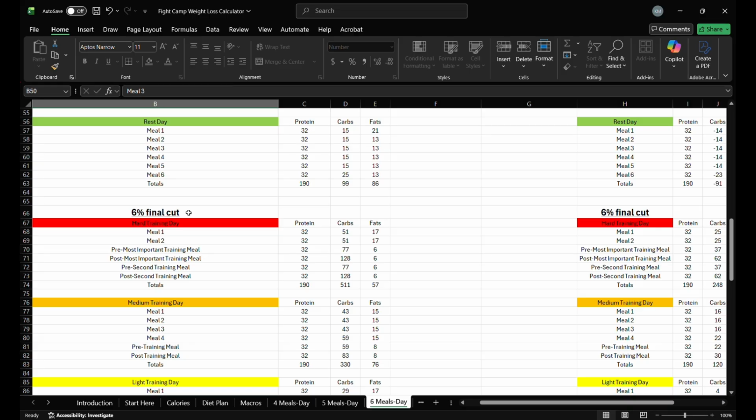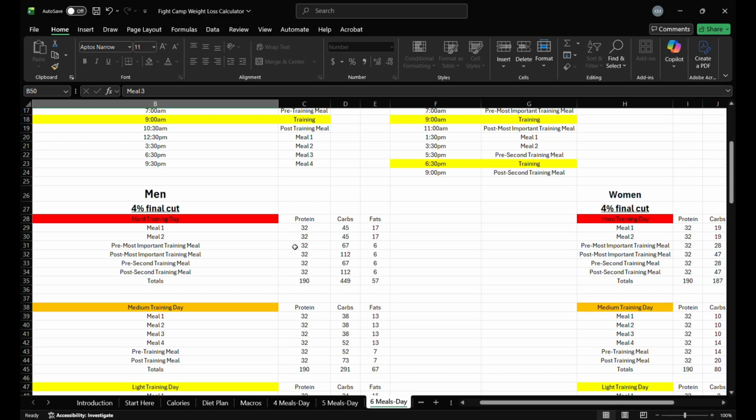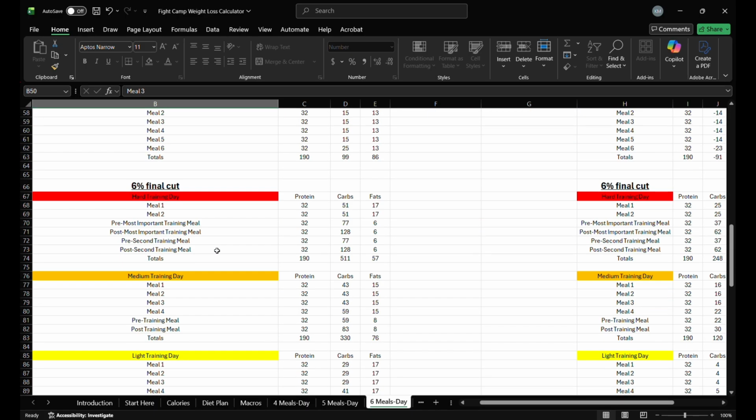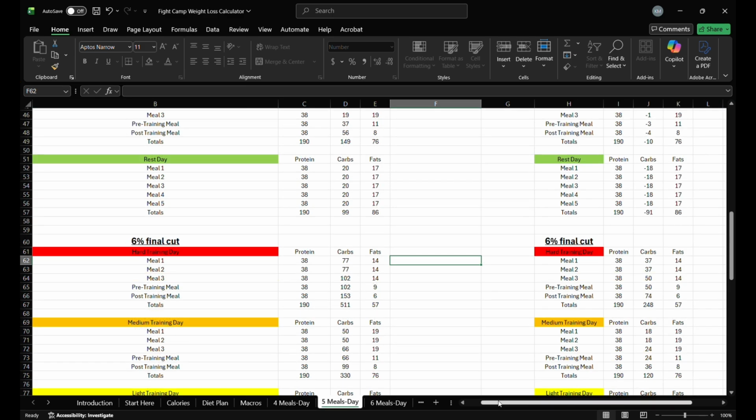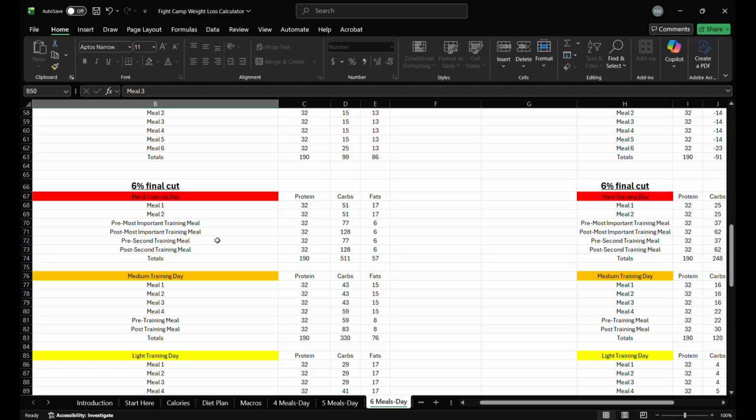So for this 6% final weight cut, hard training day, for the hard training days for 6 meals, I assume that it's going to be a 2 training session day, because if you are eating 6 meals a day and it's a hard training day, more than likely you're training twice a day, because if you weren't training twice a day, you're probably going to be eating 4 to 5 meals. So I just took the liberty to assume that you're eating 6 meals, you're having 2 hard training sessions on this day. So I have meal 1, meal 2, pre-most important training meal, and then pre-second training meal.